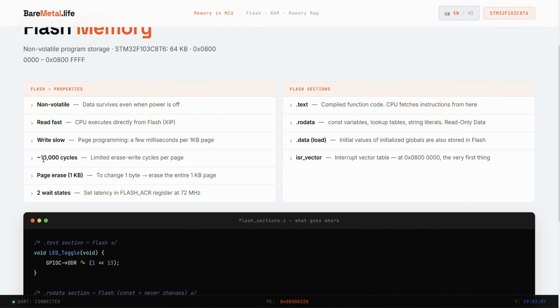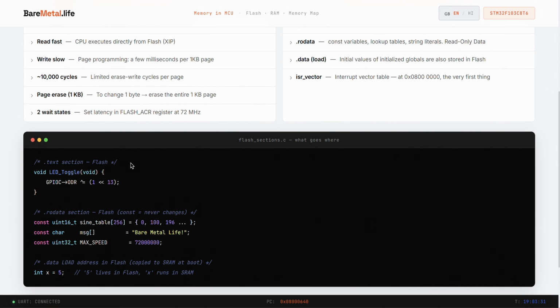And there's one more important limitation: flash has limited life. You can typically only write to it around 10,000 times. Some higher quality flash can go up to 100,000 write cycles. After that, it too wears out. So now the question is, what actually gets stored inside flash?